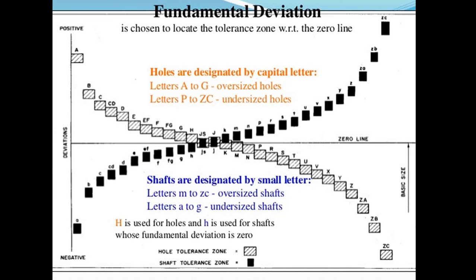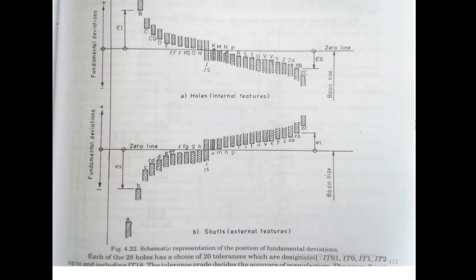Now this letter H has huge importance in limits, fits and tolerances. H is used for the hole, and H is used for the shafts also. Capital H is used for holes, this one. Small h is used for shafts, this one. Capital H is a hole whose fundamental deviation is 0. So what does fundamental deviation 0 mean? You can see this in this sketch.